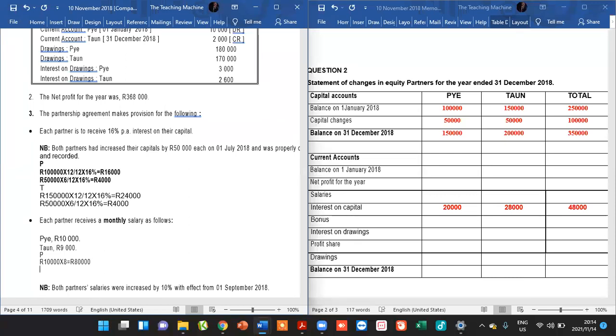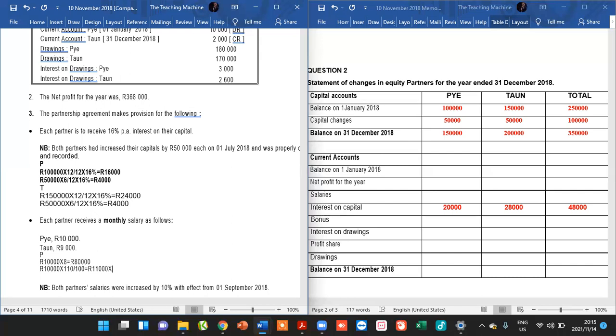And then on the 1st of September, the monthly salary was no longer 10,000, but it was increased by 10%. What is 10% of 10,000? It's 1,000. So if I add 1,000 to 10,000, I'm going to get 11,000. So we need to show calculations so that students can understand how we got 11,000. You can work out the 10%, then add it to 10,000, or you can just say 10,000 multiplied by 110 divided by 100%. So it should be 11,000.